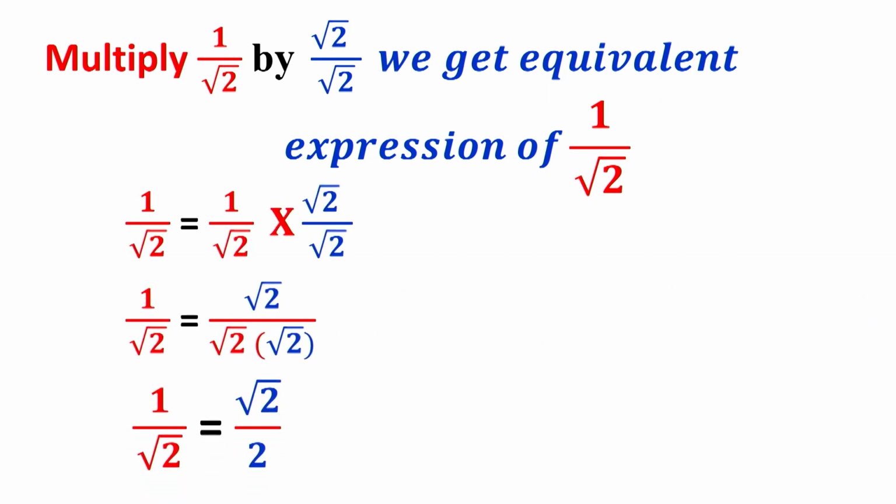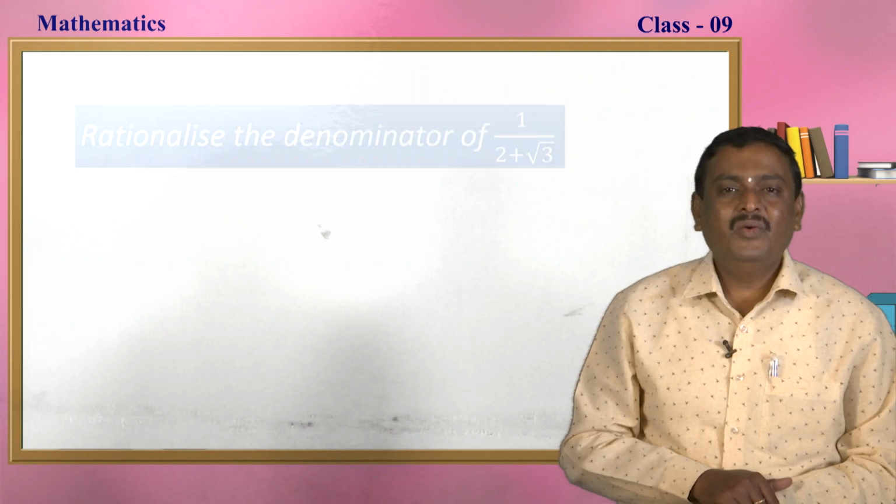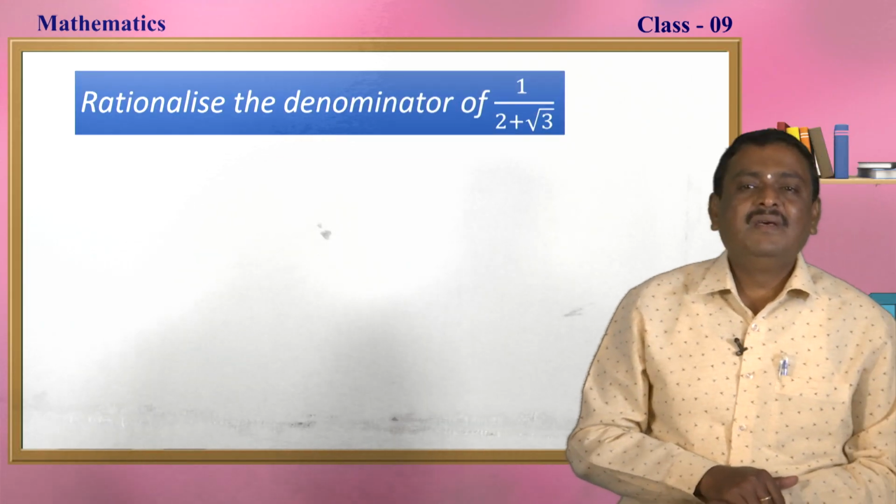So, multiply and simplify, we will get 1 over root 2. The equivalent expression is root 2 by 2, my dear students. See, this is the rationalizing the denominator, my dear students. Okay, let us move on to the next one.